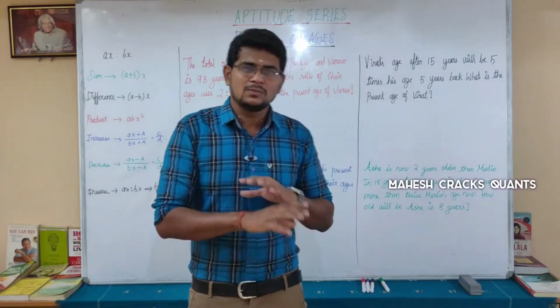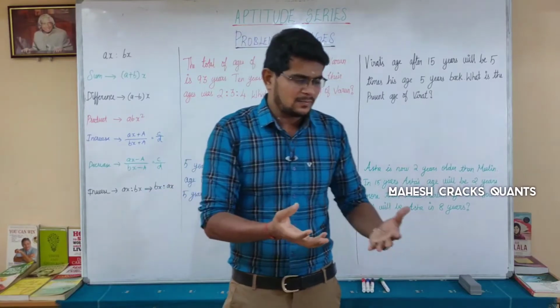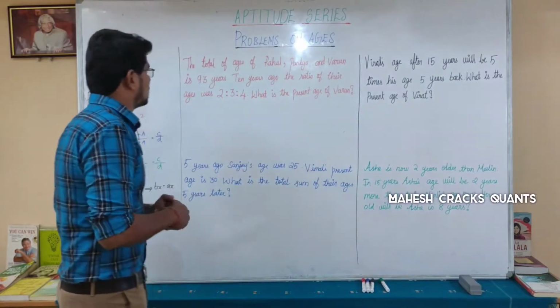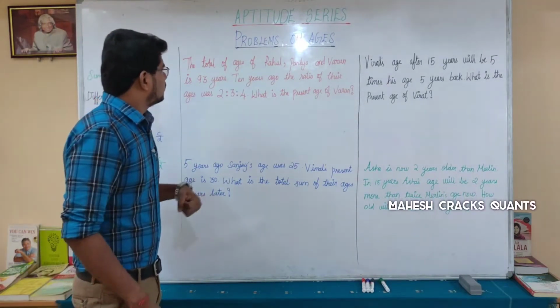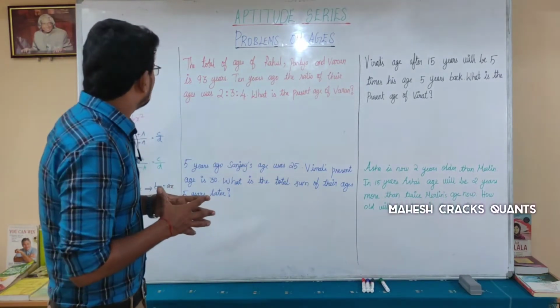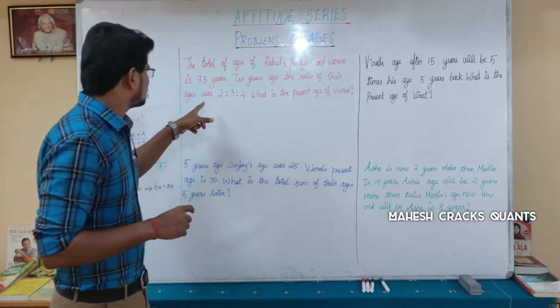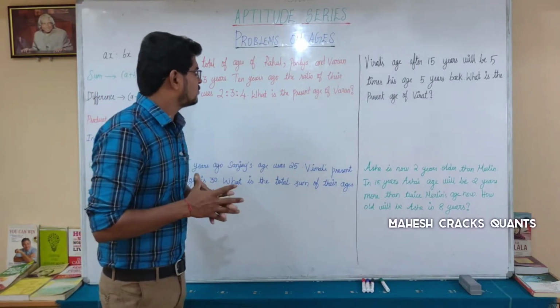Okay, let's get into the problems. There is nothing difficult if you know how to use ratio. Let's get into the first problem. The total age of Rahul, Pandya and Varun is 93 years. 10 years ago, the ratio of their ages was 2:3:4. What is the present age of Varun?